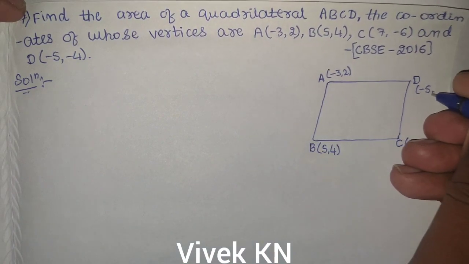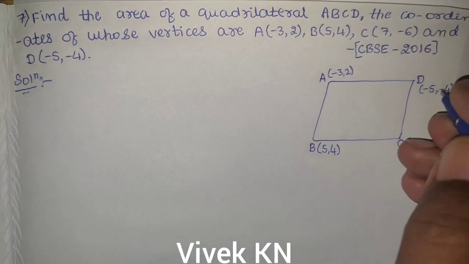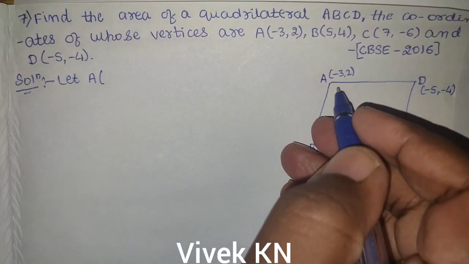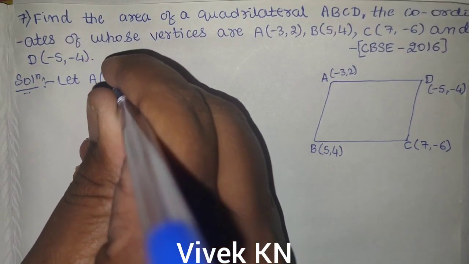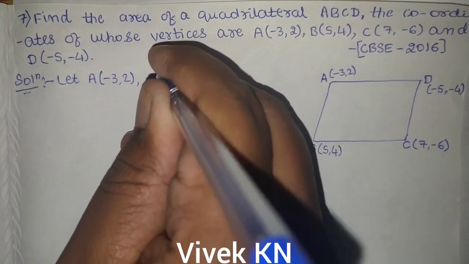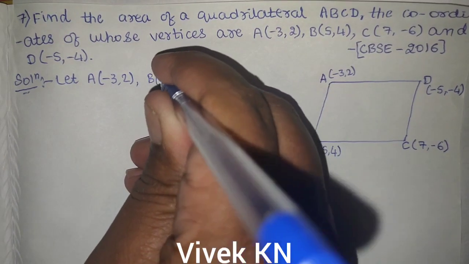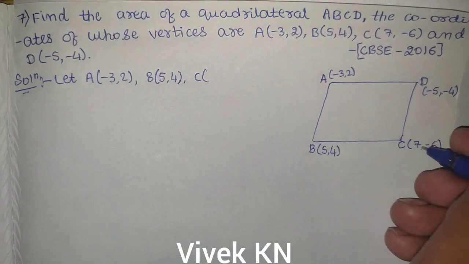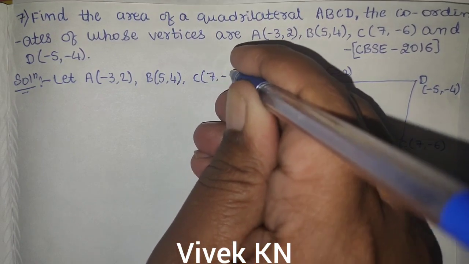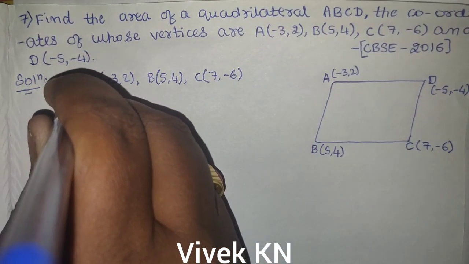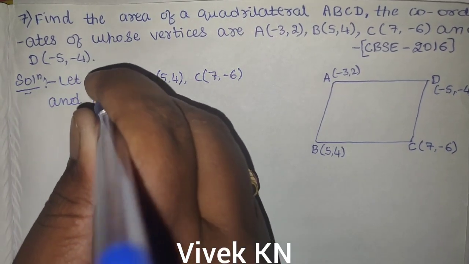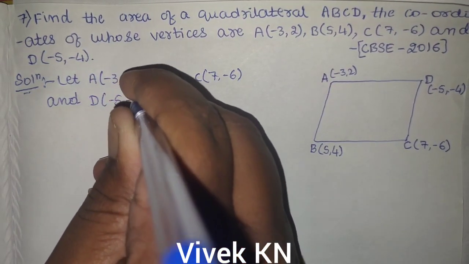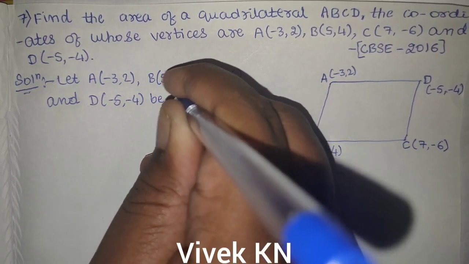Minus 5, minus 4. Let A of minus 3, 2, B of 5, 4, C of 7, minus 6 and D of minus 5, minus 4 be the vertices of the quadrilateral.